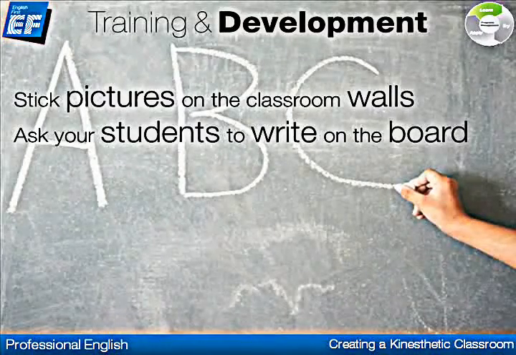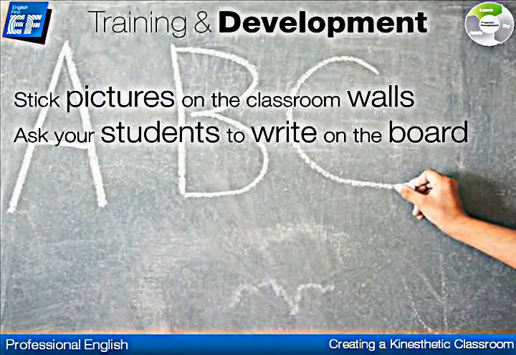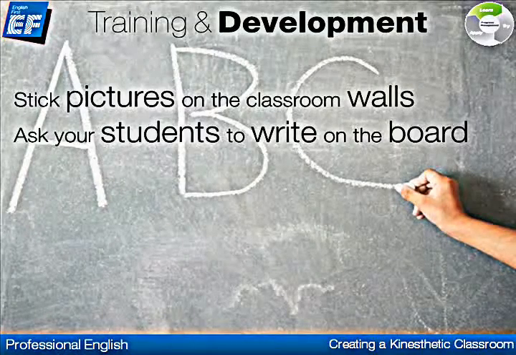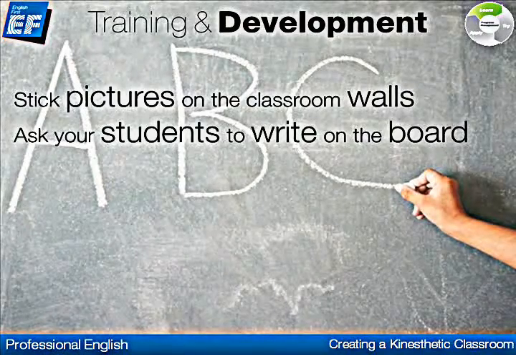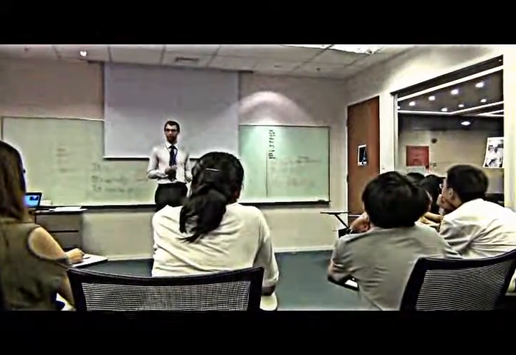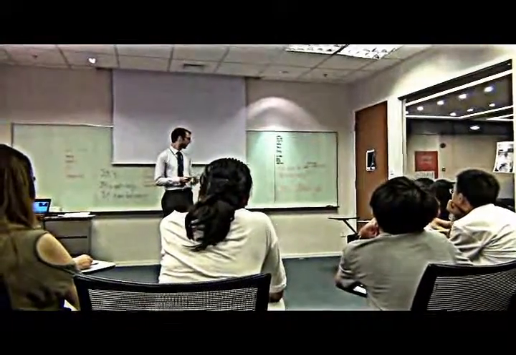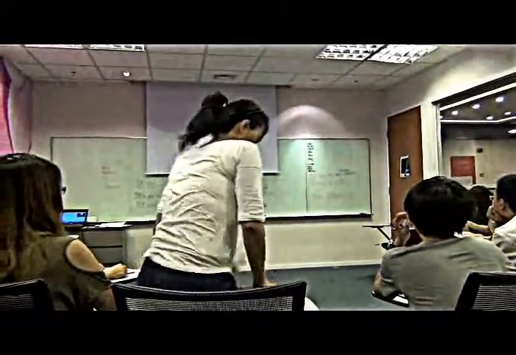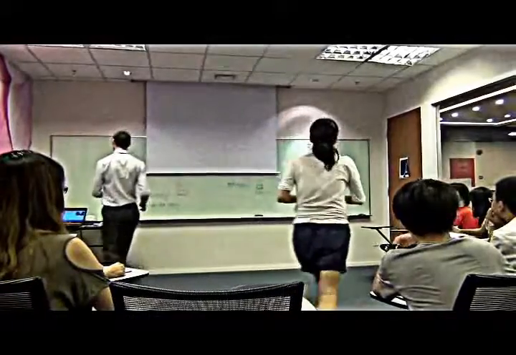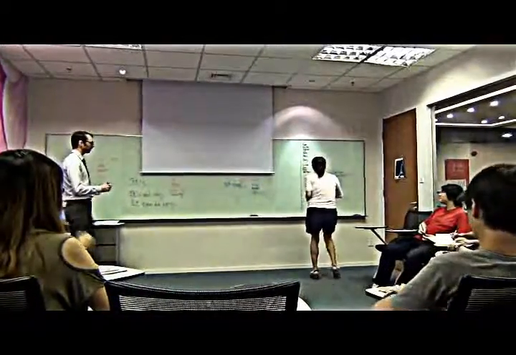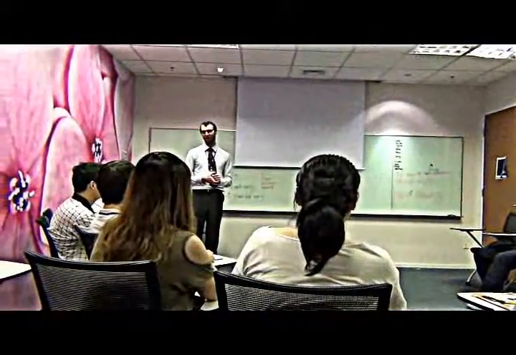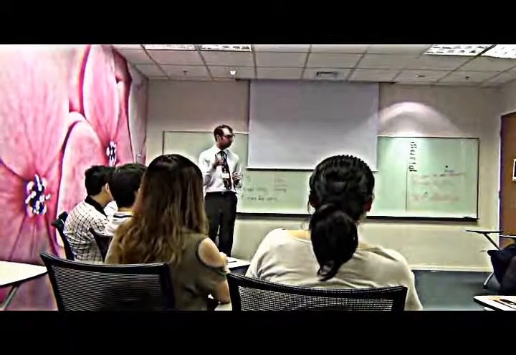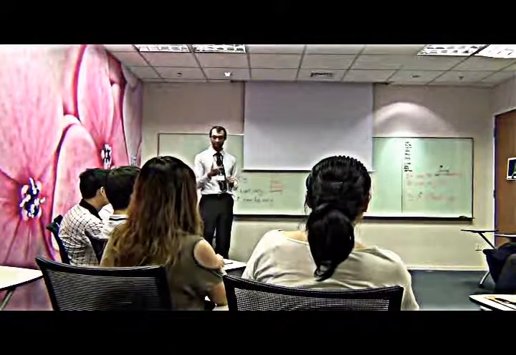Another simple way to encourage movement is asking students to write on the whiteboard. For example, to make corrections or to mark sentence stress, like in this lesson. Good. How about the last one, number 3? It's not very fun. And? Fun. Okay.